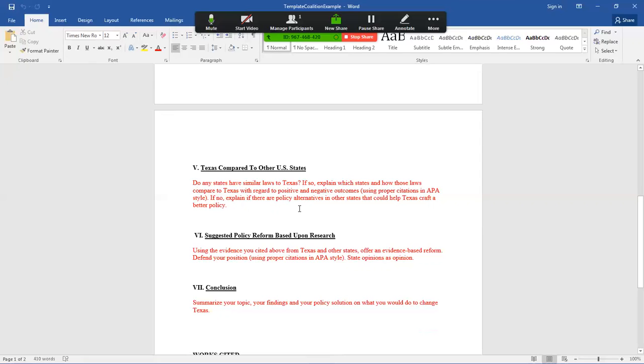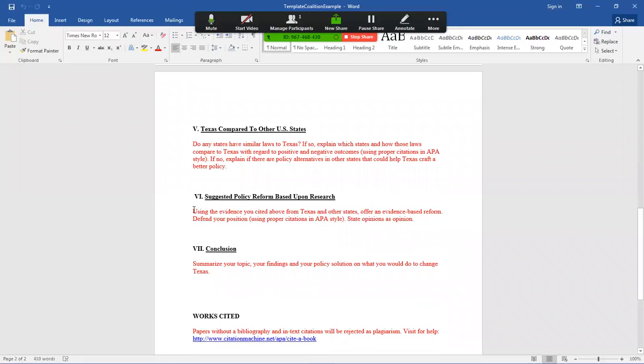If you get into a sticky situation because you're looking at a federal law, let me know and I'm happy to help you guys. Now, using the evidence you cited above, this is section 4. Wait, no, section 6, my bad. You offer an evidence-based reform.